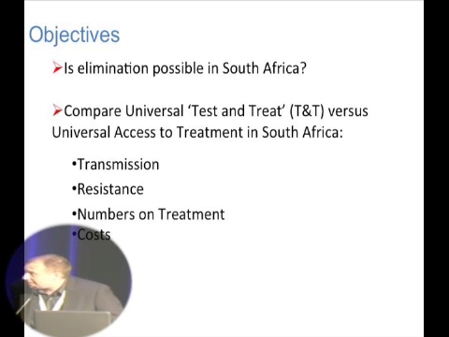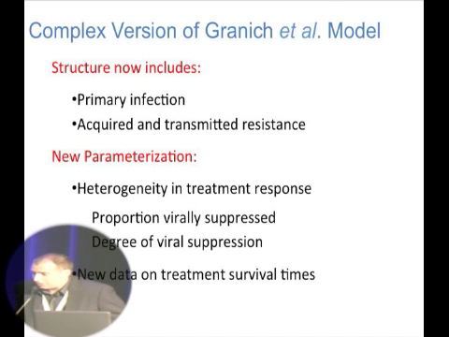The main structure of the model is based on the Granich et al. model that I think most of you are familiar with, that was in Lancet in 2009. There are some important differences in the structure as well as in the parameterization of the model. As far as structure, we've included primary infection as well as the dynamics of acquired and transmitted resistance.